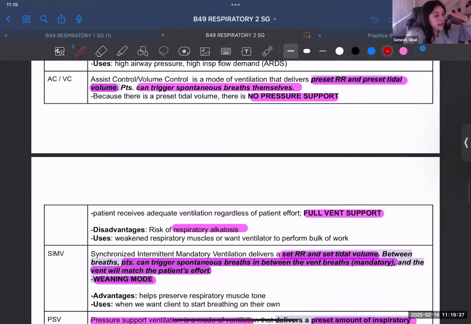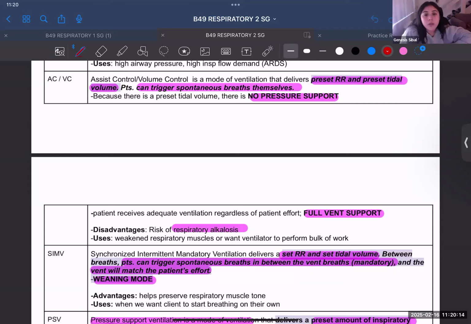Okay, ACVC. So sometimes they call it AC, but basically what they mean is assist control, and then volume control. So again, with pressure control, we're talking about controlling the amount of pressure within a breath. So again, remember Genesis said the majority of the time we're going to have a respiration rate. Well, guess what? With this one, you do as well. Do you see pressure in the name for ACVC? I do not. I do not see a P anywhere. So because of that, they will not have any pressure support. But will they have a tidal volume? They will. They will have a tidal volume with that. So that's what makes sense for this one.